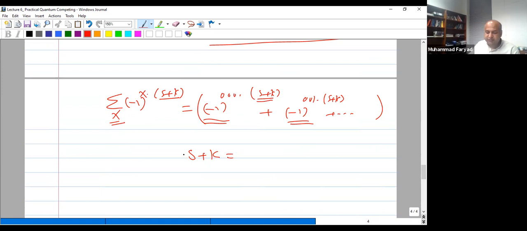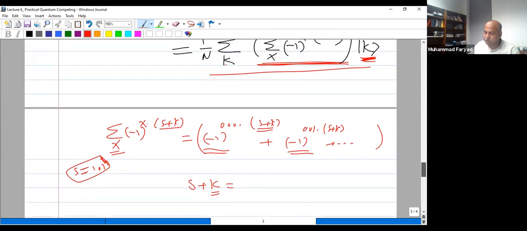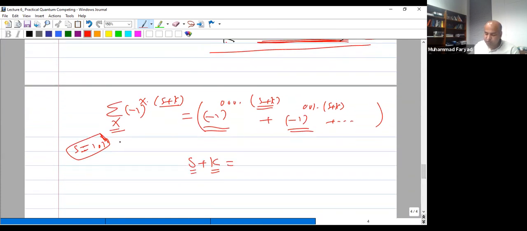Suppose our secret bit string s is 101 for the sake of argument. So 101 is the secret bit string, and this k could be something. Let's say we are talking about the first term when k is 0, 0, 0. So when k is 000 and s is 101, 101 plus 000 will result in 101. And now this 101 will multiply with 000 and will result in 0.